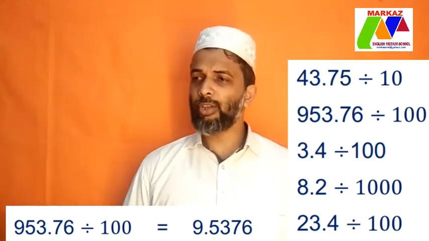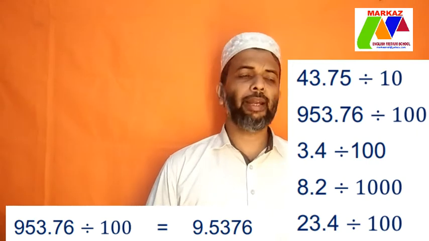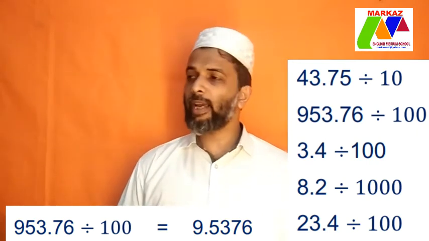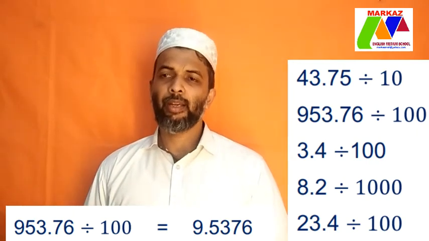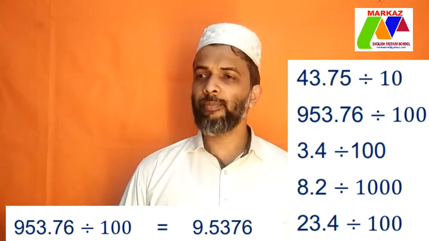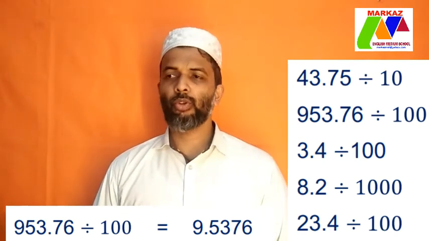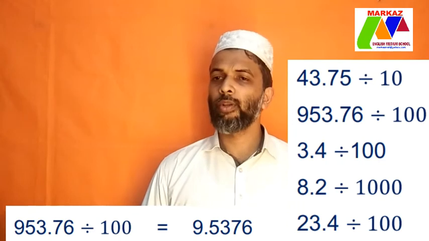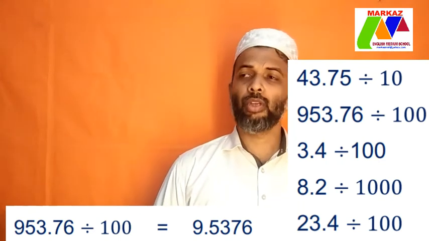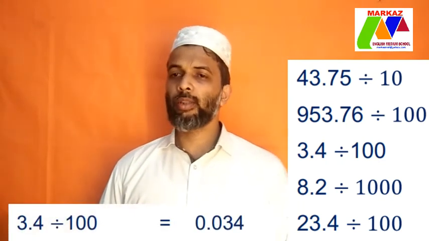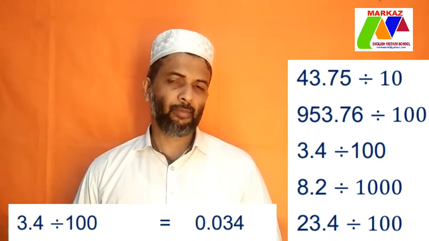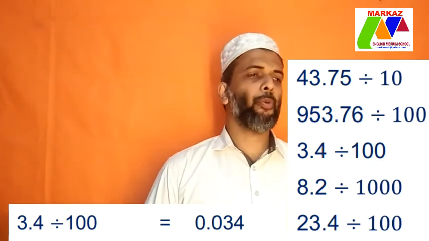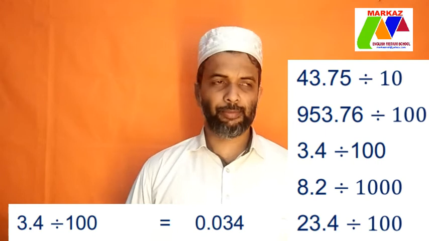Third one, 3.4 divided by 100. When we divide a decimal by 100, move the decimal point to left side 2 digits. Here only one digit, which is 3. So put one more 0. So answer is 0.034.